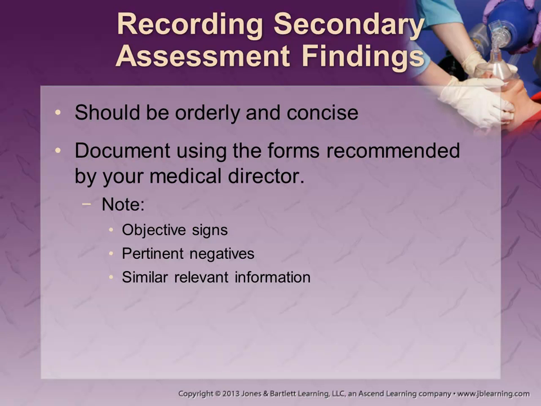Like somebody who's having an active MI, what would you expect them to have? Chest pain, shortness of breath, be diaphoretic. Somebody having abdominal pain, what would you expect to see? Guarding of the abdomen, painful on palpation, maybe even some nausea and vomiting. Possible trauma. So not having some of these things would be considered a pertinent negative.